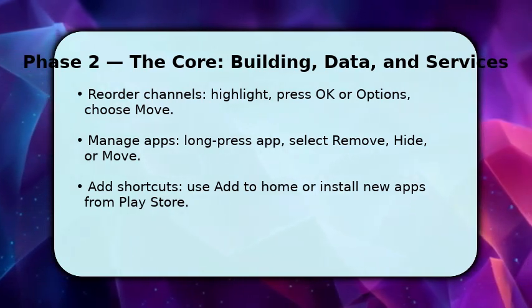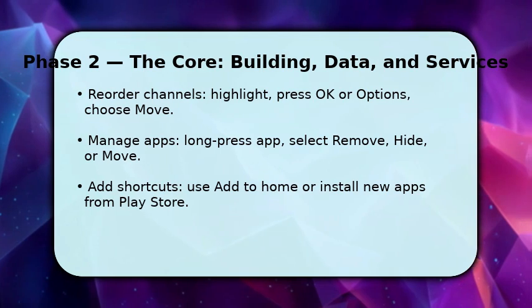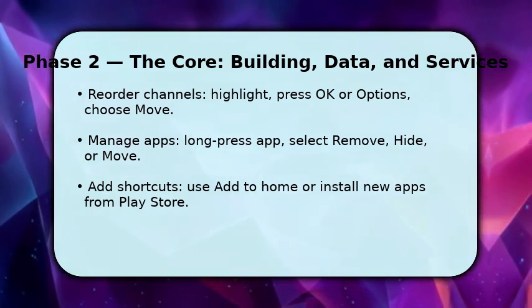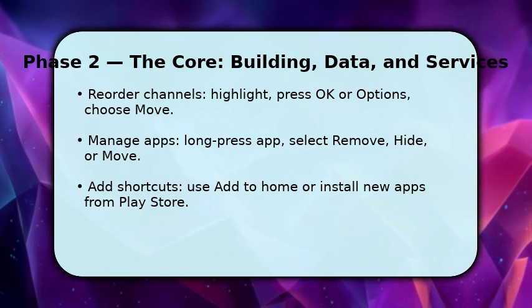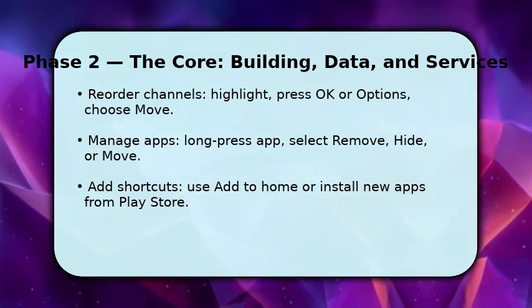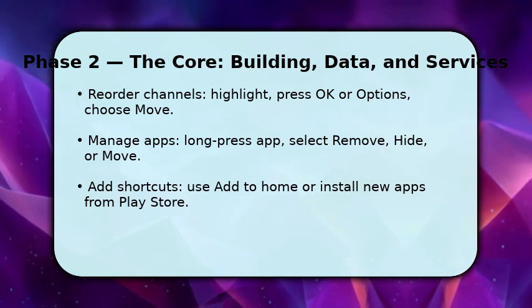Navigate the row you want to change, highlight a channel or app, then press OK or Options and choose Move to reposition it. This affects what you see first. For apps, long press to reveal Remove, Hide, or Move. Use Remove only if you want to uninstall, or Hide to keep but hide.